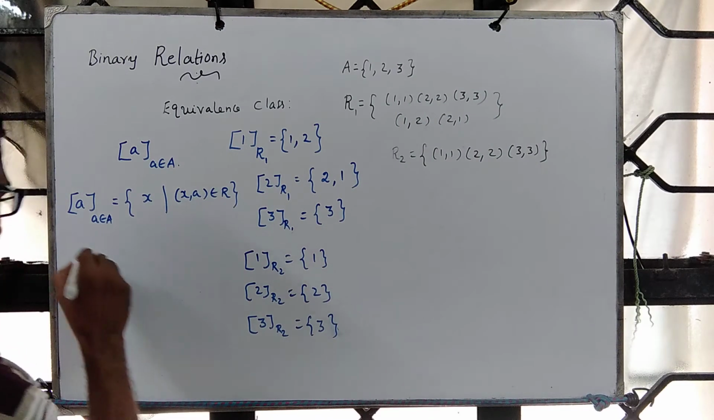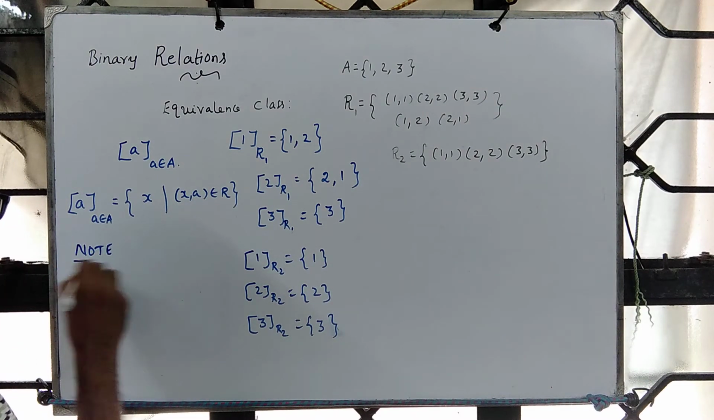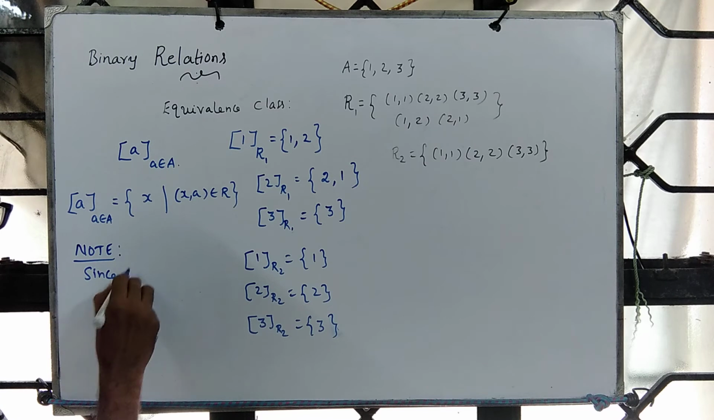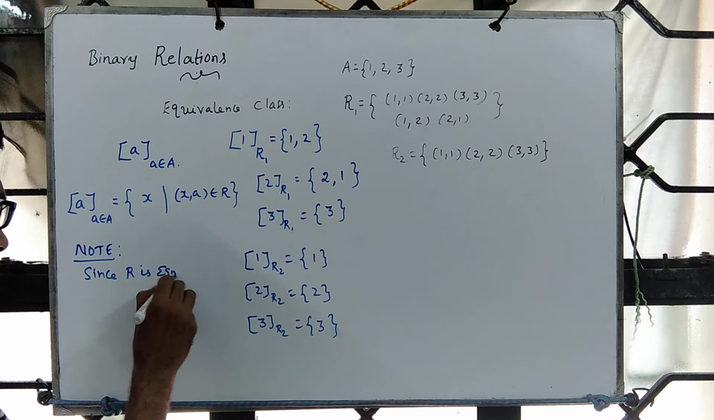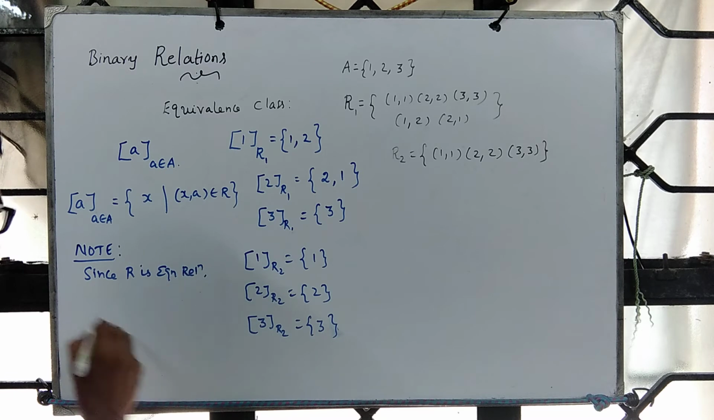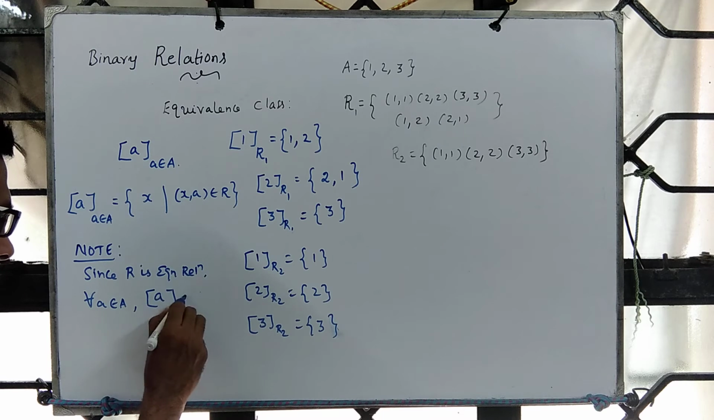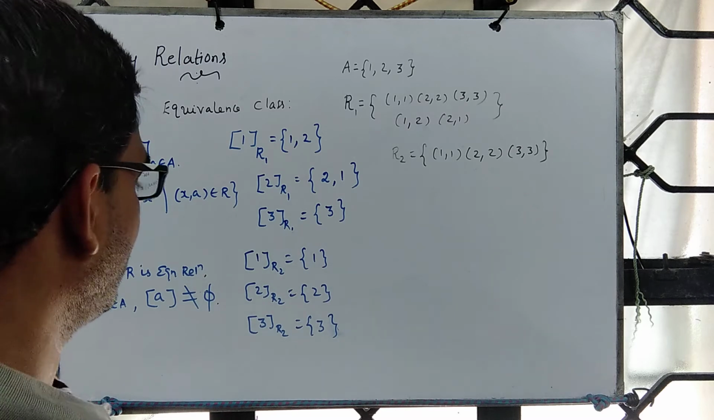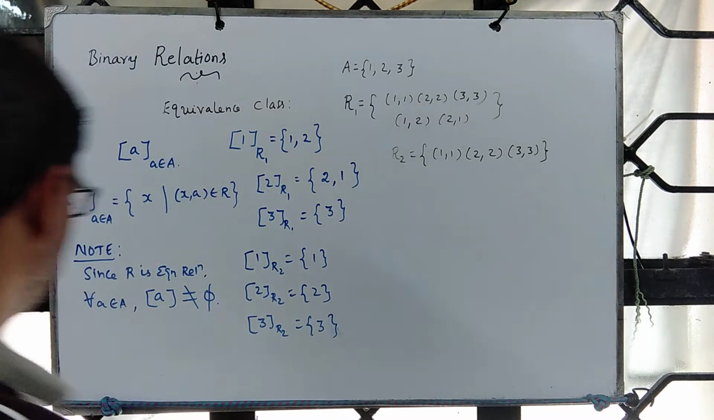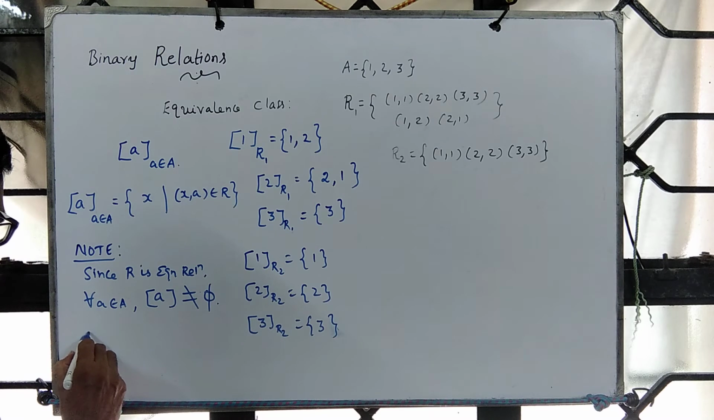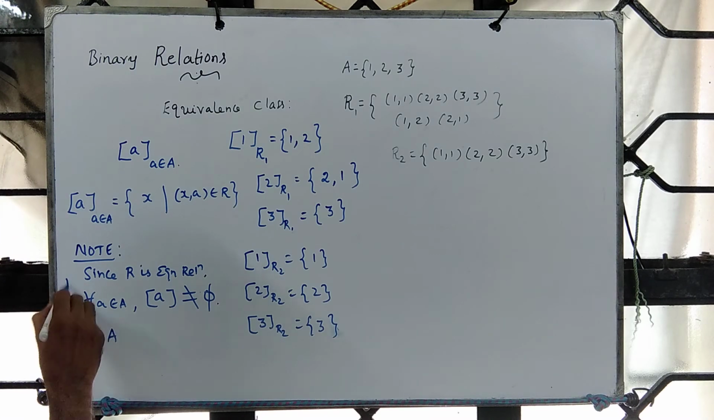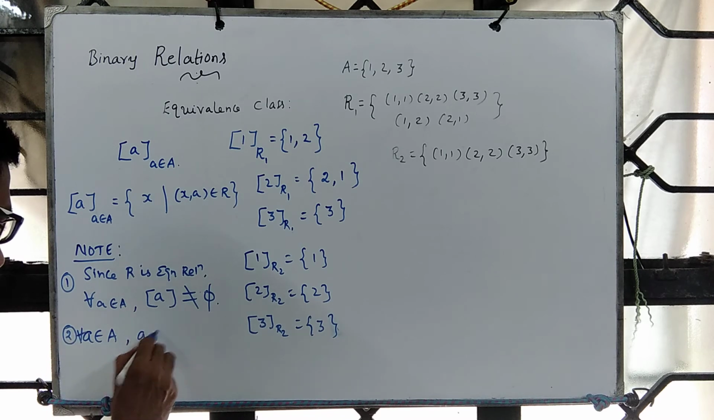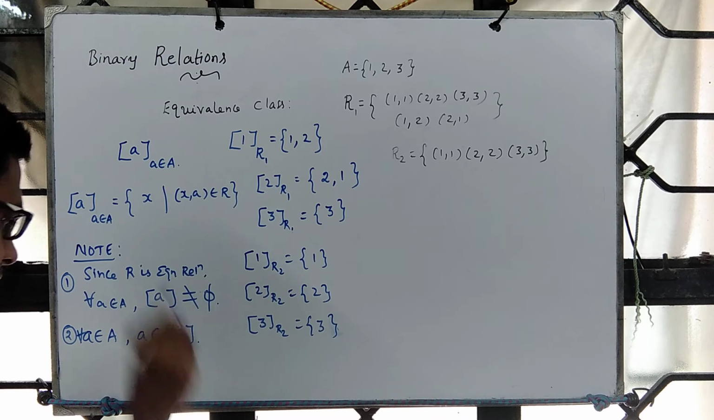Okay. Note, since R is an equivalence relation, for all a belonging to A, the equivalence class of a is not an empty set. At least a will be present, since (a, a) belongs to R. This is property 1: for all a belonging to A, a belongs to the equivalence class of a.